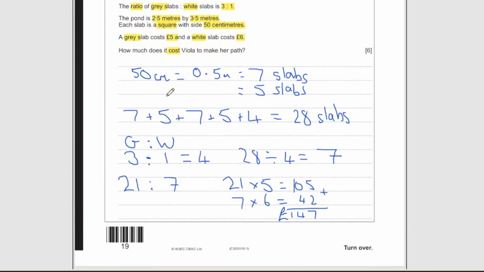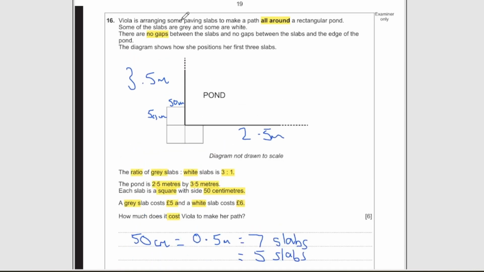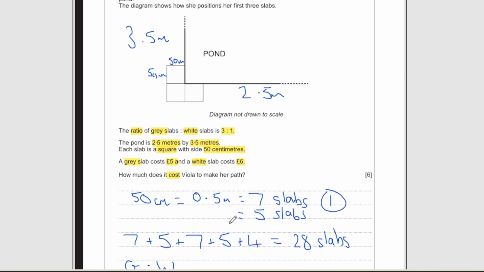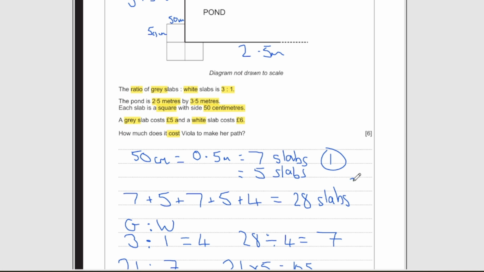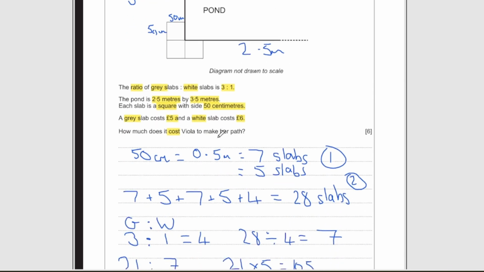So recap. Let's recap this, because there's a lot going on here, right? There's a lot of words, a lot of steps. It's 6 marks. Let's take it one step at a time. So we can see that each slab is a square, 50 centimetres. So we need to work out how many we need in total for the length and the height. That's the first mark. Second mark is add them up, basically. We add them up to get 28 slabs. That's our second mark. The reason we're adding 4 at the end is because we've got these corner ones, and we need to include those, and there's 4 corners in the rectangle, in the pond.